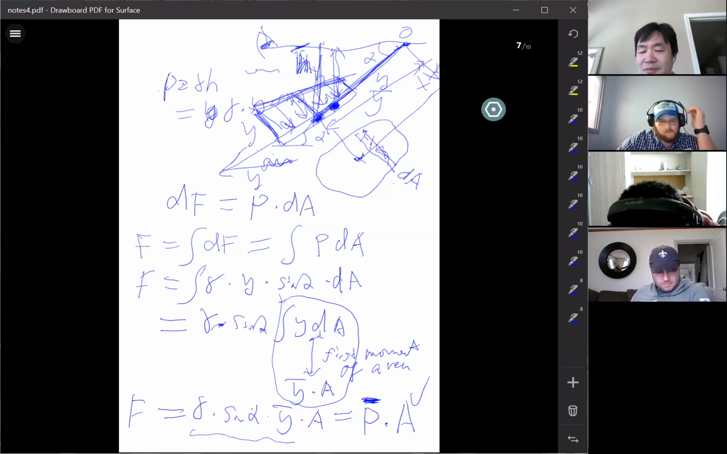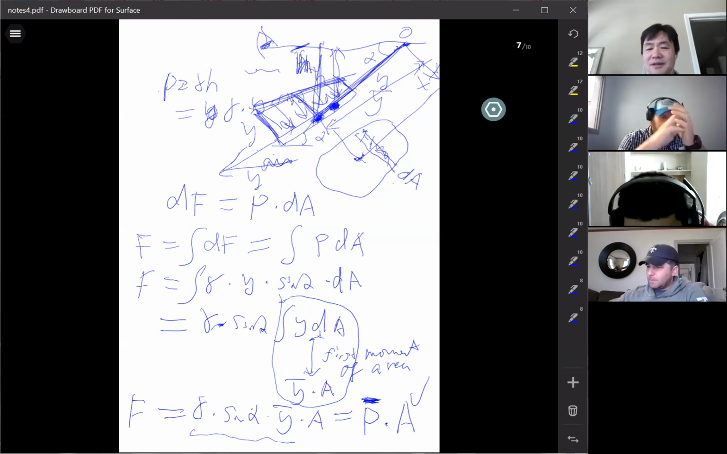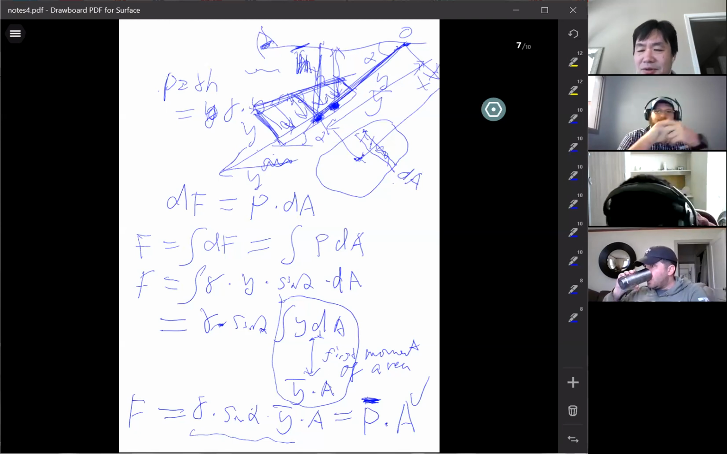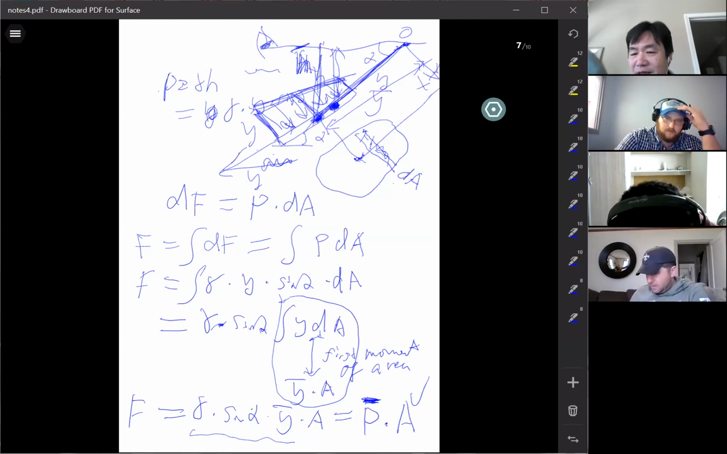Everybody on the same page with me? Is that good? To calculate the force value on the surface, just find the central location, then measure the water depth at the central location. Or maybe calculate the water depth at the central location. It needs some geometry here, trigonometry. In some of the problems you will see.